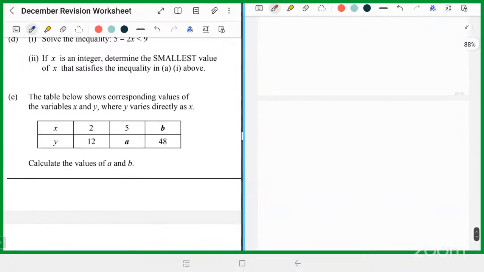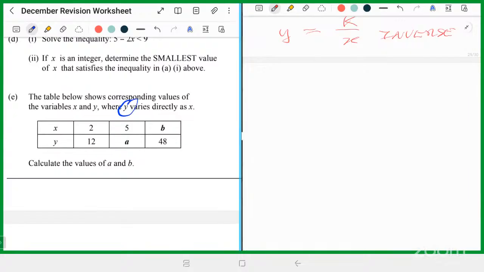Then we'll come to this variations question. For direct variation, the first thing is k times the second thing. For inverse variation, the first thing is k over the second thing. Alright, look at it. This is what this one says. It says the table below shows corresponding values of variables x and y, and it's a straight x and y, not y squared or x squared. This is a direct variation.